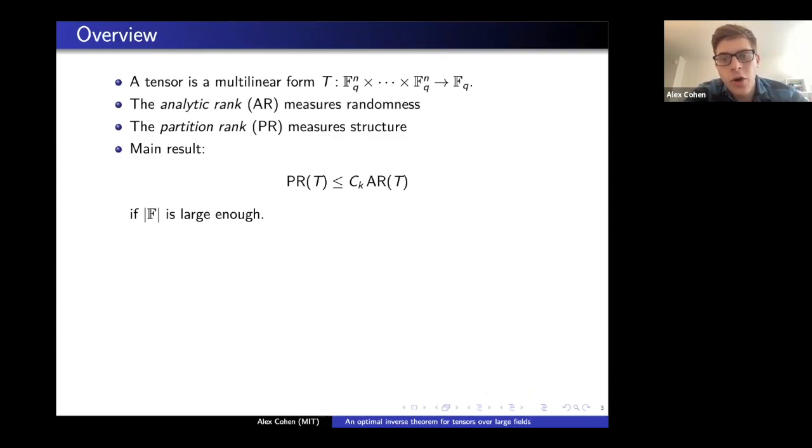It's not too hard to show that if the partition rank is small, then the analytic rank is small, which is saying that structure implies bias. The interesting part is to prove an inverse theorem saying that if the analytic rank is small, then you can explain all of that bias through some very particular algebraic structure in the tensor.